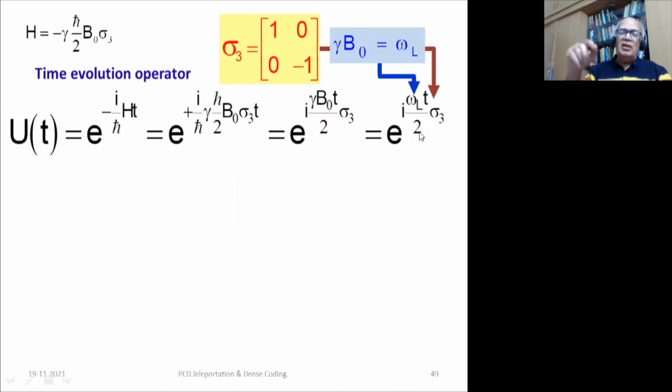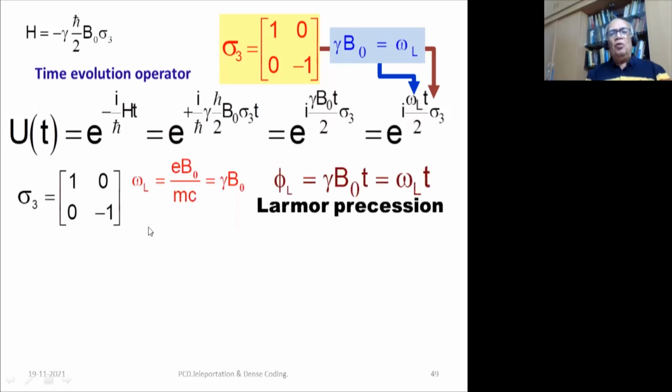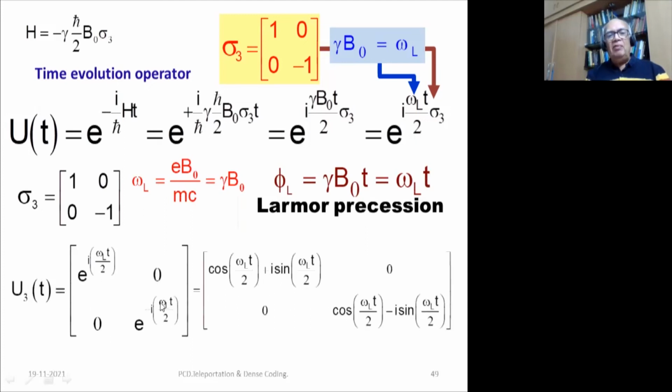And both the state 0 and 1 will have this term. So you have the Larmor frequency, which is gamma B0. This is the Larmor precession, as we call it. And the time evolution operator, which has the sigma Z sitting in it, which is the Pauli Z matrix, will go as e to the i omega L by 2 and e to the minus i omega L by 2. And the off-diagonal terms are, of course, 0. So this is a combination of cosine and sine terms. So is this, but this one is with a plus sign and this is with a minus sign.